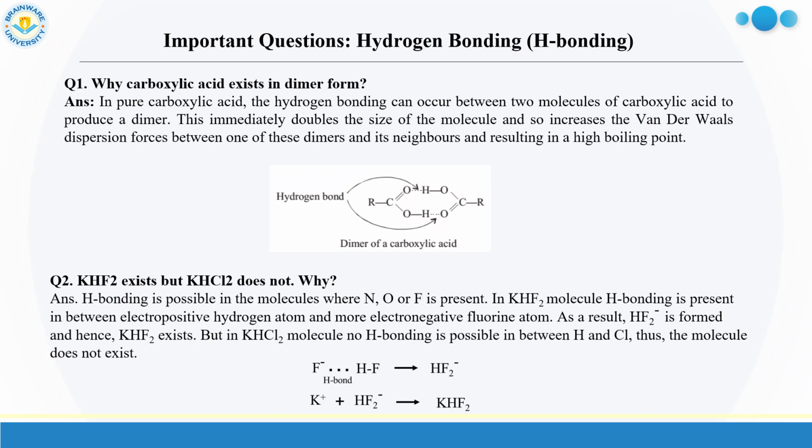So this is the pictorial representation of the dimer of carboxylic acid, and we can see that there are two intermolecular hydrogen bonds formed between two different carboxylic acid molecules.